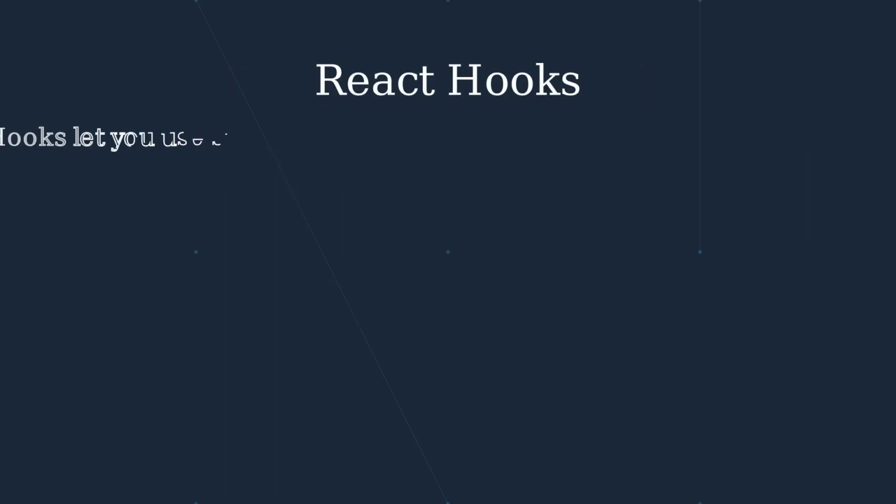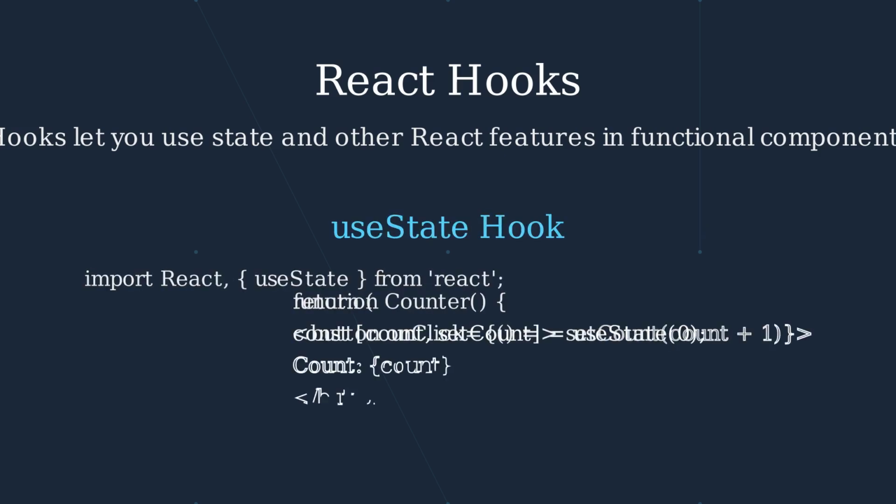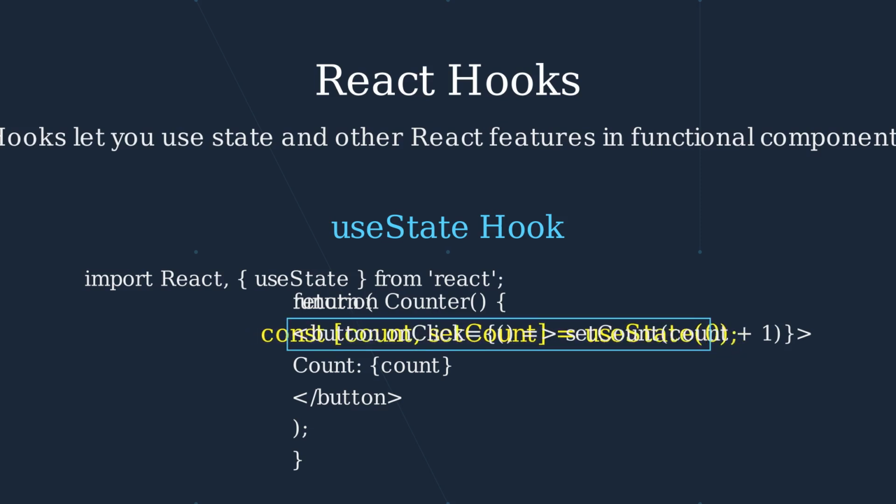React hooks allow you to use state and other React features in functional components. The useState hook lets you add state to functional components. Let's look at a counter example. Here, we create a state variable count with an initial value of 0 and a function setCount to update it.